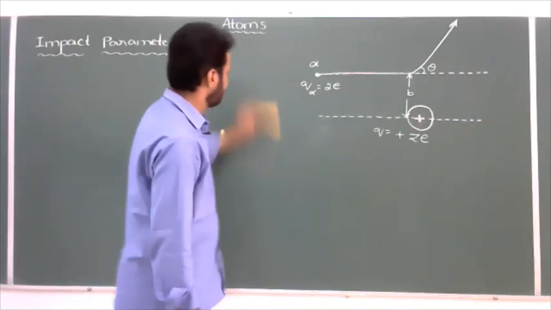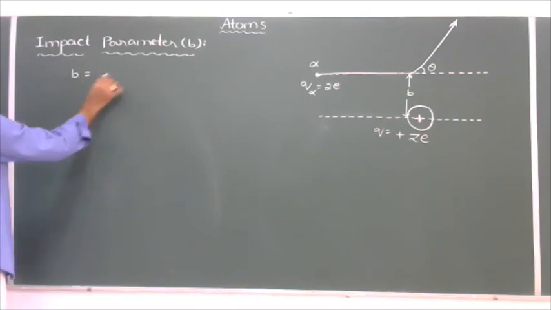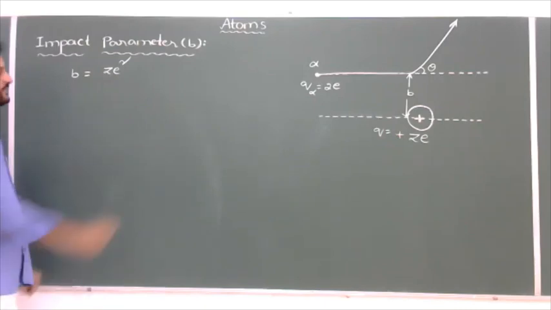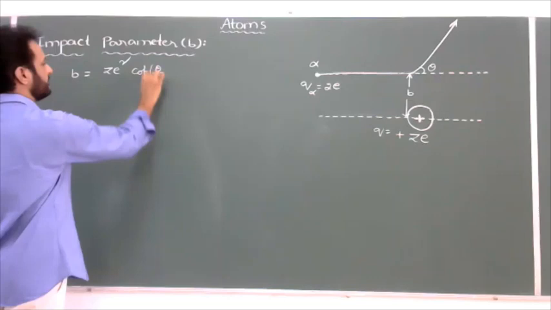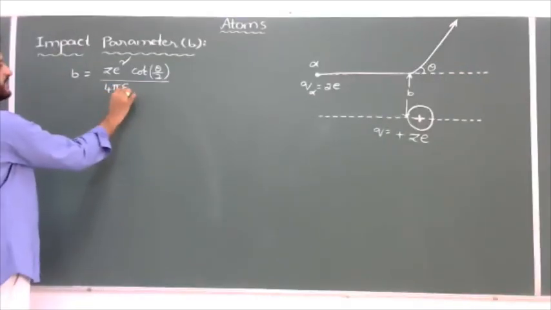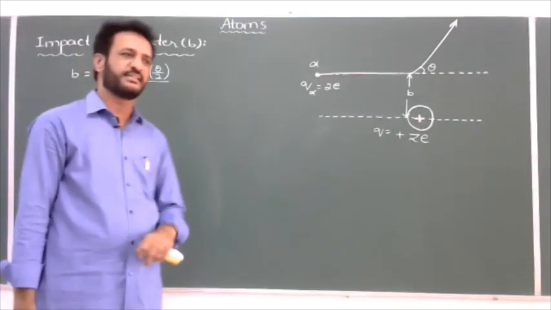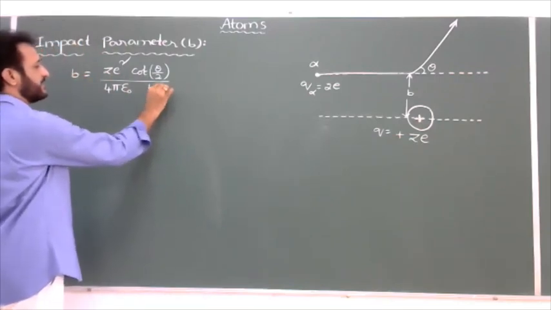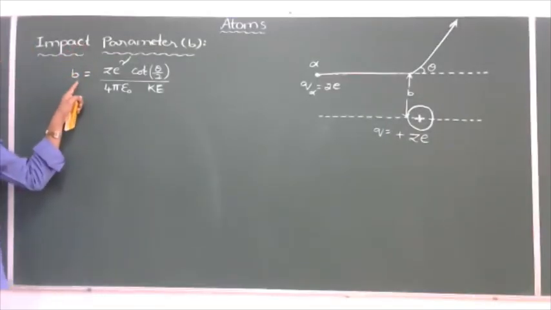Now I'll write the formula for the impact parameter. B is equal to ZE square into cot theta by 2, where theta is the scattering angle, divided by 4 pi epsilon naught. It is a constant value related to the electricity concept. 4 pi epsilon naught is a constant, into Ke, where K is the kinetic energy of the alpha particle. In this formula, the impact parameter symbol is B.